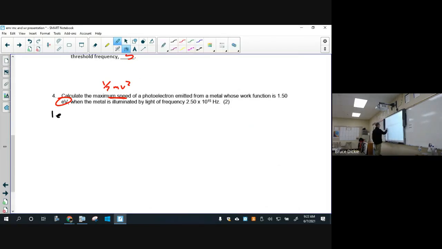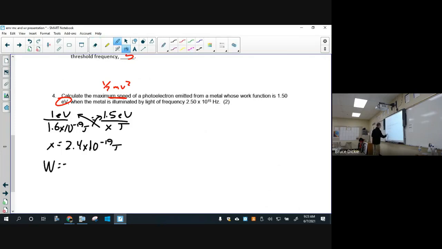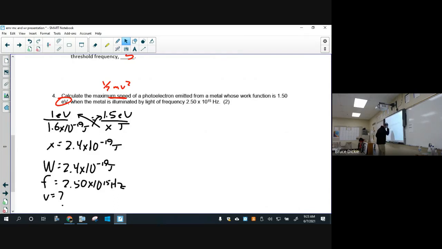Let's say 1 eV is 1.6 times 10 to the minus 19 joules, which is 1.5 eV to X joules. Cross multiply, and we end up getting a value for X of 2.4 times 10 to the negative 19 joules. So we're going to say work function is 2.4 times 10 to the negative 19 joules. We're going to say the frequency of the photon is 2.50 times 10 to the 15 hertz. And we're looking for the speed. So I'm going to say, probably haven't come up with anything in the first 5 seconds. So I'm going to use my 5-second equation.